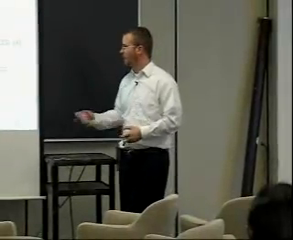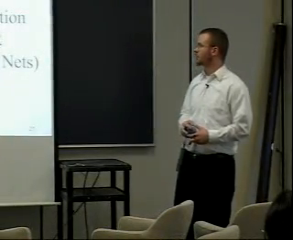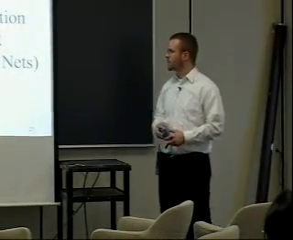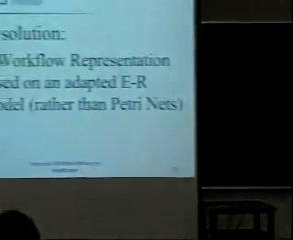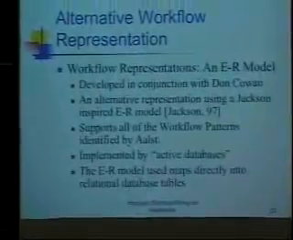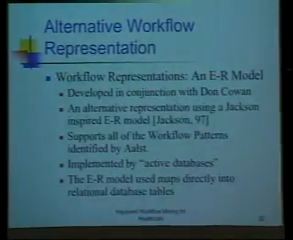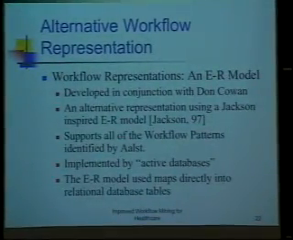So I think that's the real value in this in the end. Now, how do you fix this? Well, I'm suggesting a solution whereby a workflow representation based on adapted entity relationship models can be used rather than Petri nets. This entity relationship model is part of my work. It's been conducted with Don Cowan, a professor here at the school. And it supports all workflow patterns. It's based on active databases, the implementation.